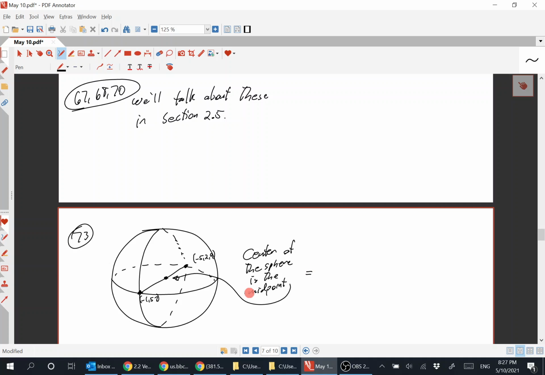So here, this is (−1 + −5)/2, (5 + 2)/2, and (9 + 7)/2. So the midpoint, which is going to be the center of the sphere, is −3, 7 over 2 is 3.5, and 16 over 2 is 8. Okay, so I'll write it as 7 halves. All right, and the radius of the sphere is going to be what?